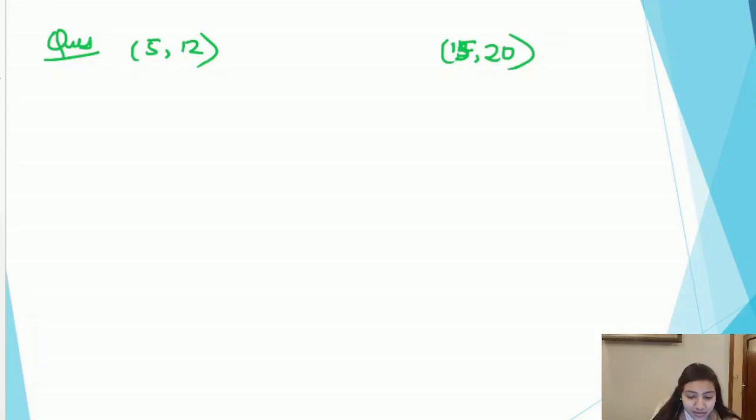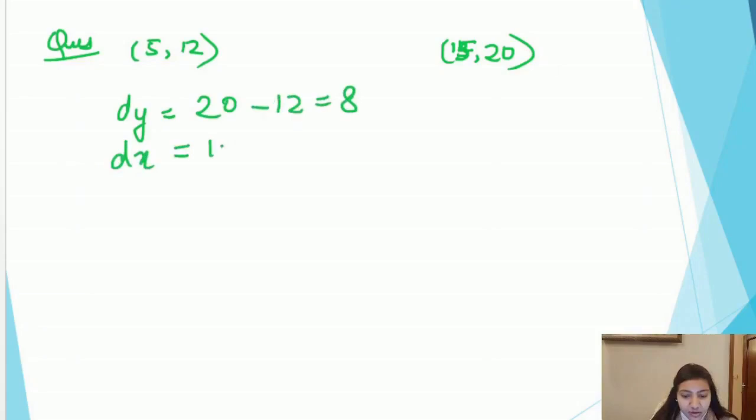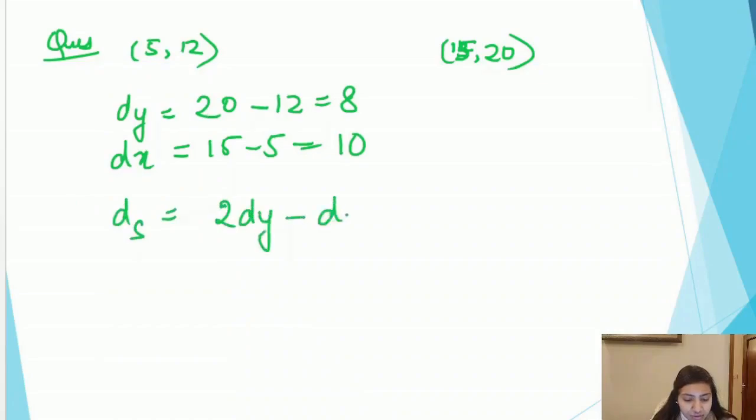Now, if I have to calculate the pixels using the midpoint line drawing algorithm, the first step is to calculate the value of dy. So dy is 20 minus 12, which is 8. We will calculate the value of dx, 15 minus 5, that is 10. We will calculate the value of our d start, which is calculated as twice of dy minus dx. We have already seen how we derive the value of d start. Then the change in value of d if we are choosing the east pixel, and the change in value of d if we are choosing the northeast pixel.